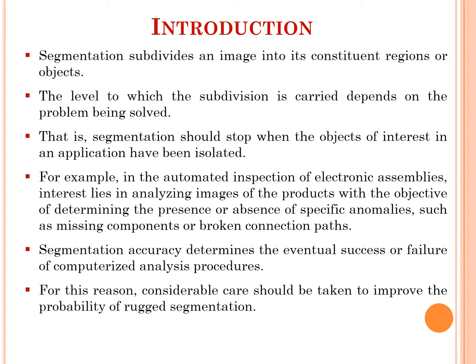Segmentation subdivides an image into its constituent regions or objects. The level to which the subdivision is carried out depends on the problem being solved. That is, segmentation should stop when the objects of interest in an application have been isolated. For example, in the automated inspection of electronic assemblies, interest lies in analyzing images of the products with the objective of determining the presence or absence of specific anomalies such as missing components or broken connection paths.